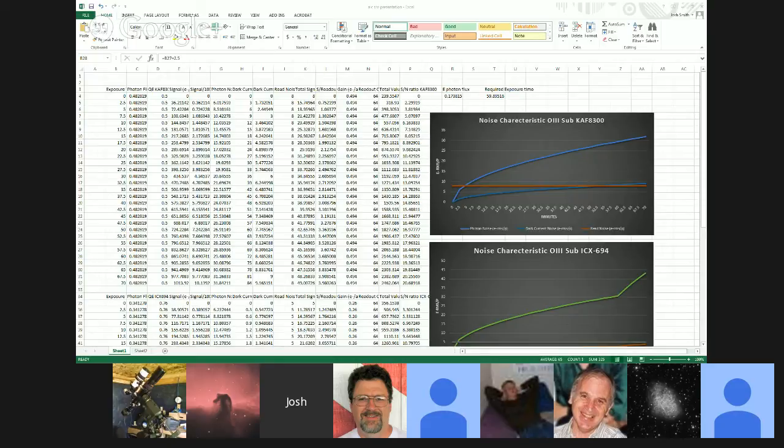Josh, are your graphs ready there? I see them. I don't know if you're plugging in the other figures. Yeah, the only thing that I can't find is the actual dark current on it. I'm trying to find the specs online right now.